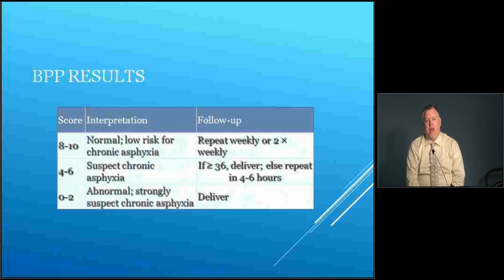So if we have 8 out of 10 or 10 out of 10, that indicates a normal interpretation and that there's a low risk for chronic asphyxia, and we should repeat the testing weekly or twice weekly depending on the condition. A score of 4 out of 10 or 6 out of 10 indicates suspected chronic asphyxia. If you're greater than 36 weeks, then we deliver, else we repeat that in 4 to 6 hours. If our score is 0 out of 10 or 2 out of 10, that's considered an abnormal result, strongly suspicious for chronic asphyxia, and the recommendation is that we deliver.